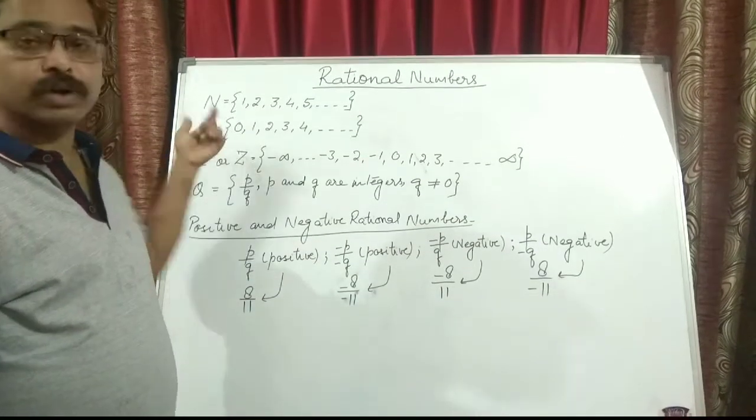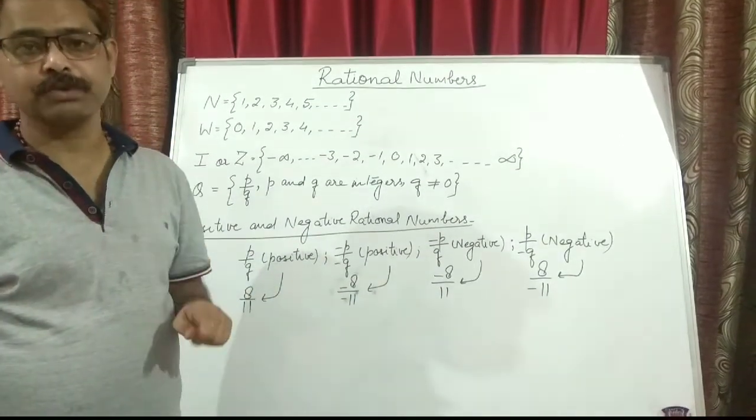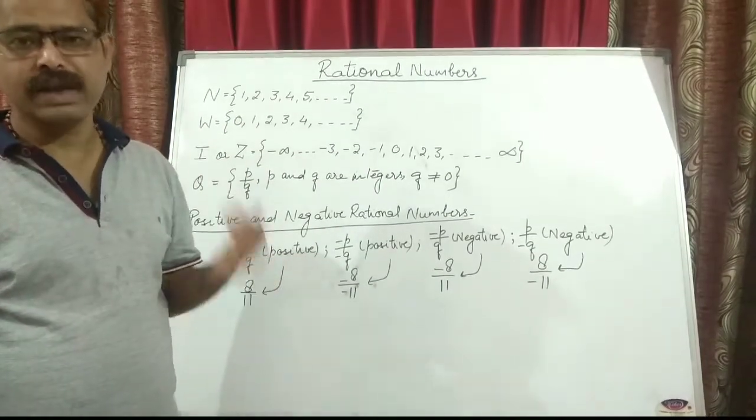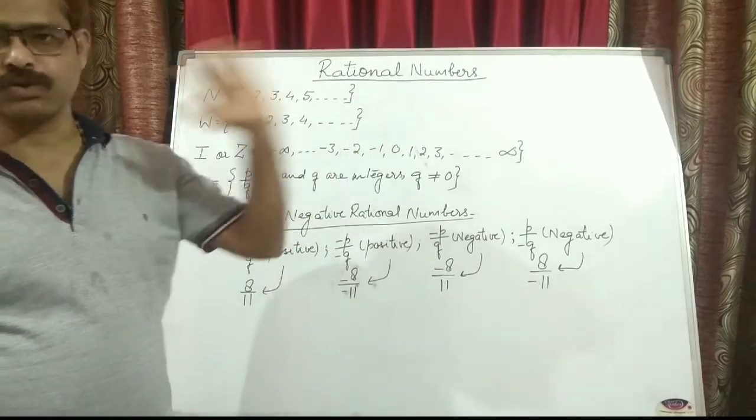Then it is whole numbers. What is whole numbers? When 0 is added to the set of natural numbers, they are known as whole numbers. They start from 0 and then they continue 1, 2, 3, 4, 5 and so on.